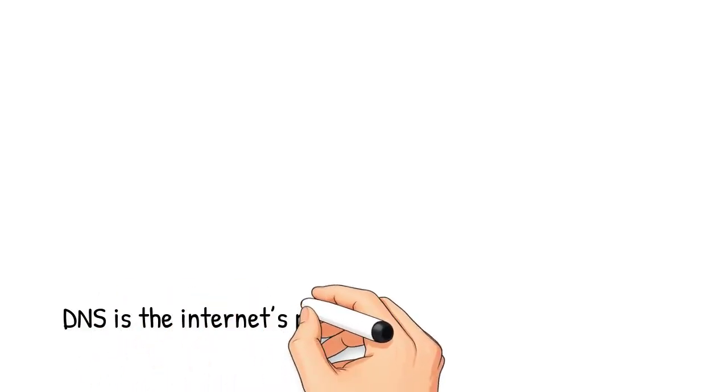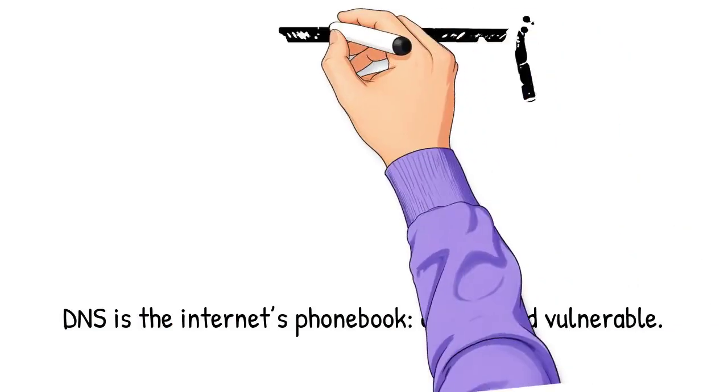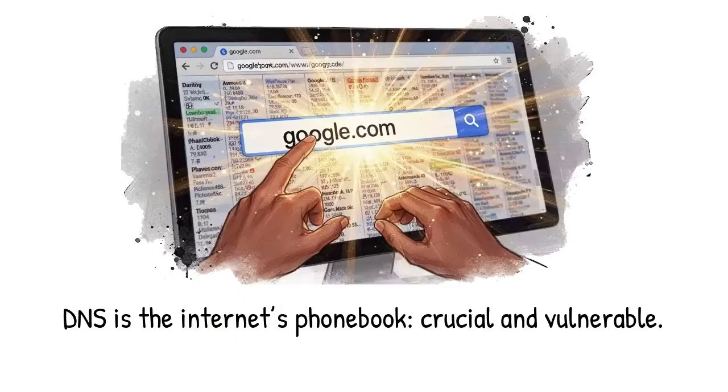Part 3. DNS, the Internet's phone book, and one of the most targeted systems in cybersecurity. When you type google.com into your browser, something almost magical happens. Within a fraction of a second, the website appears on your screen.